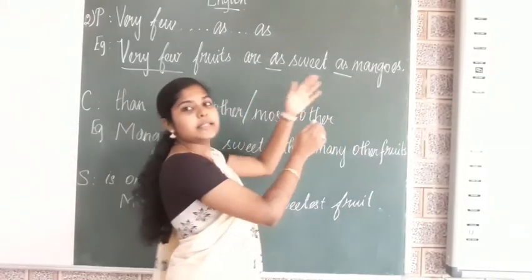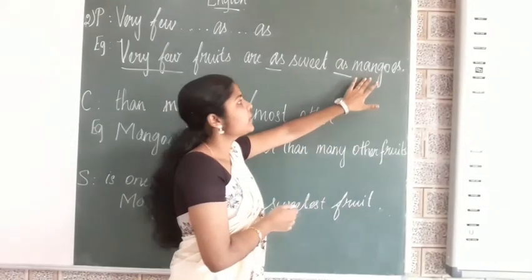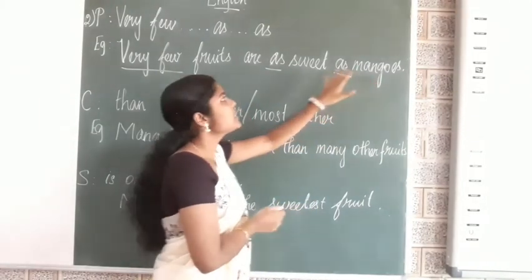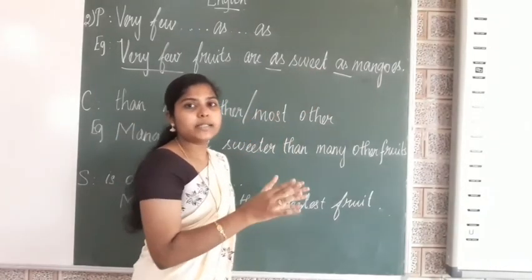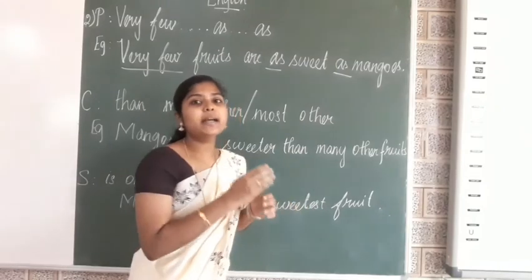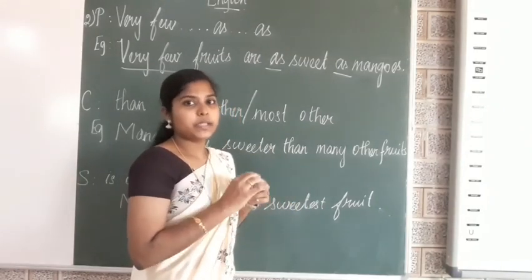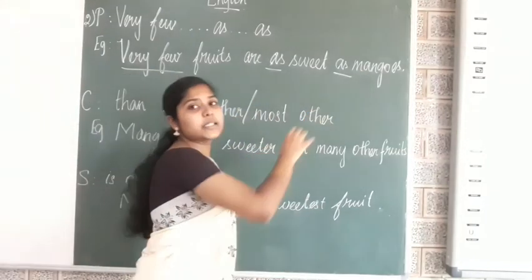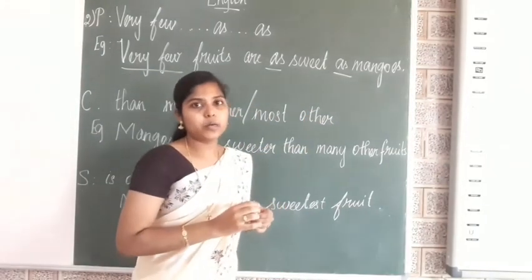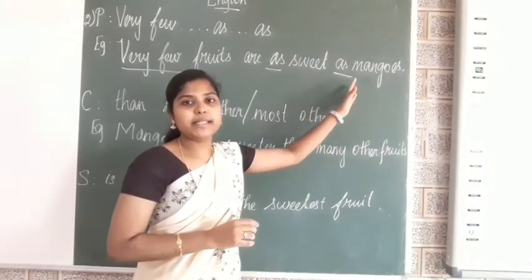Here we are saying something about mangoes. Mangoes is the noun here. What is the adjective in this sentence? Sweet. Sweet mangoes. Mangoes is the noun, sweet is the adjective. It is saying something about this mango. So, very few fruits are as sweet as mangoes. Here this is the positive form of this sentence.